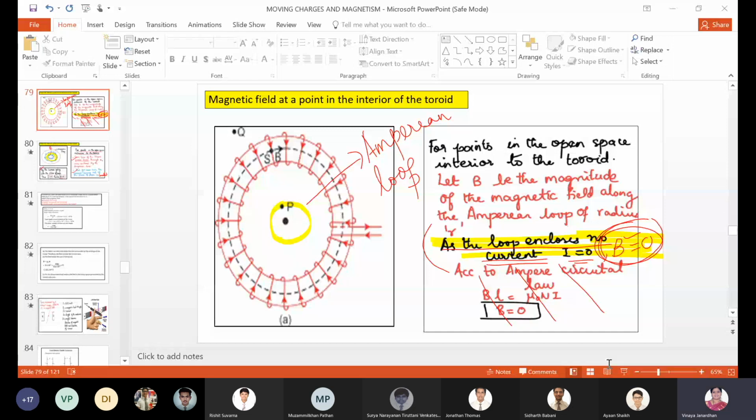Only the highlighted statement. The Amperian loop is not enclosing any current. So because the line integral of B dot dl must be equal to mu naught into I, and I is equal to 0, B is also equal to 0. That much statement is enough.